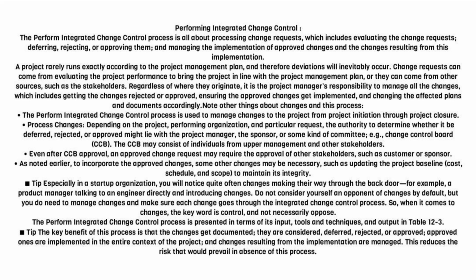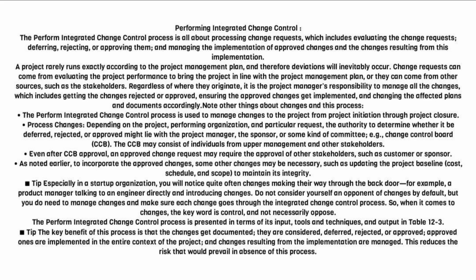Tip: especially in a startup organization, you will notice quite often changes making their way through the back door, for example, a product manager talking to an engineer directly and introducing changes. Do not consider yourself an opponent of changes by default, but you do need to manage changes and make sure each change goes through the integrated change control process. So, when it comes to changes, the key word is control, and not necessarily oppose.